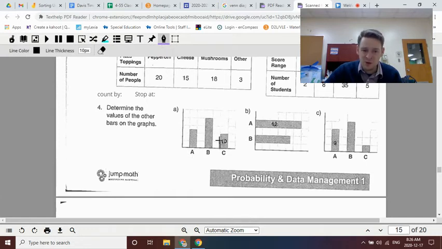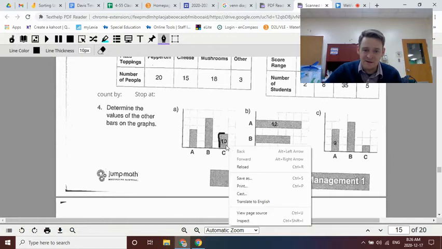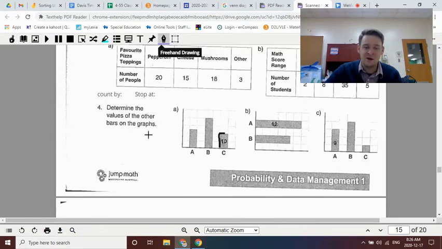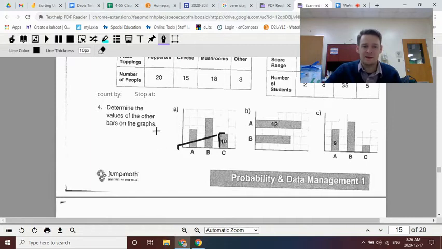So this bar that goes up 2 squares is 10. And if I think about what would I count by to get 10 after my second count, or you might think, what's 10 divided by 2? This graph looks like it's counted by 5s. So you might have a 5 there, 10 there, 15 here, 20 here. So it looks like B would be 20. I could just write that above that bar.